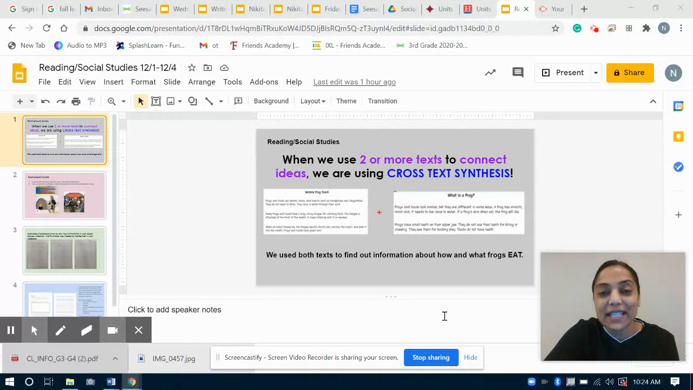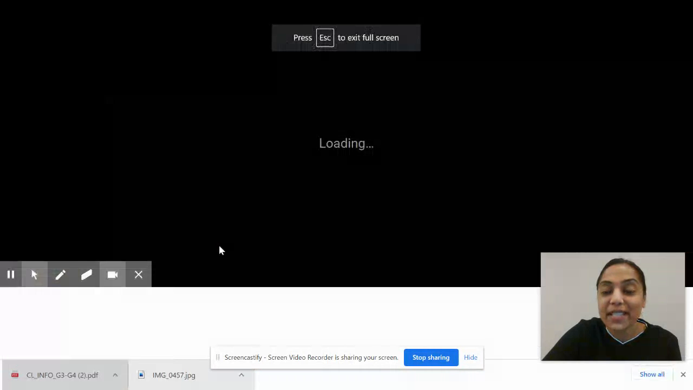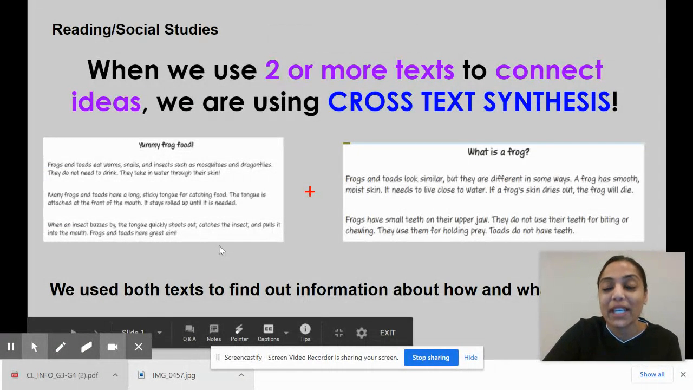You can look at this lesson anytime. You might want to review it before you sit down and start writing or reading again. This will be helpful, hopefully. So if you remember in the classroom, what we have been doing is using cross-text synthesis using reading and writing. Reading and social studies, and writing too.